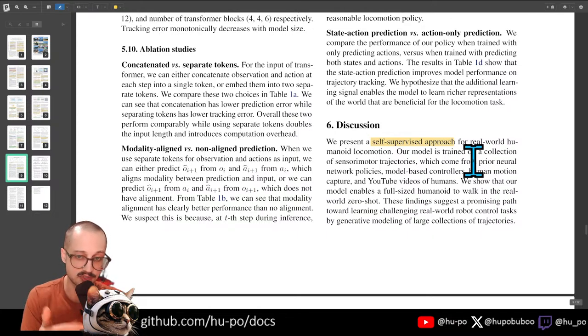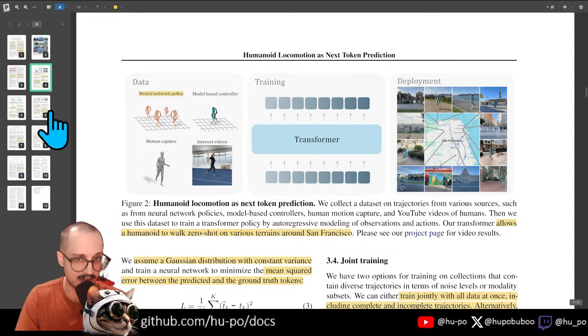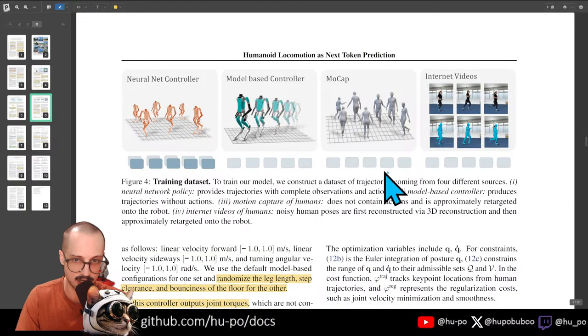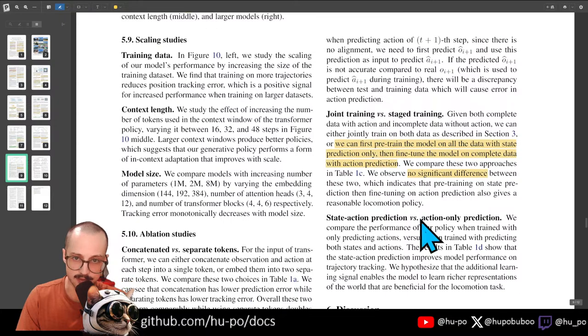And that is a type of supervised learning because you need to know what the output is given a certain input. This is self-supervised because you don't need the action. In fact, most of the data that they train on does not have the action, right? Most of the data that they train on is just observations only.